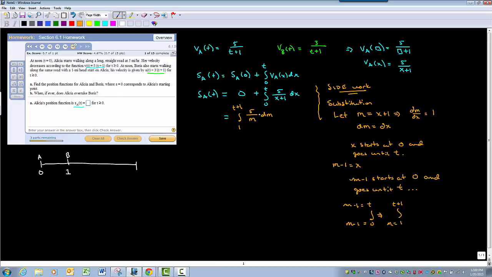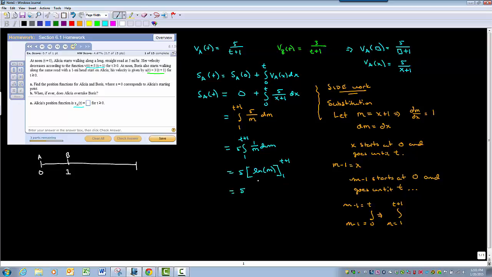Okay. So let's find an antiderivative here. Well, we can pull the 5 out. I switched colors on us. Let me go back. So we're going from 1 to t plus 1. Pull the 5 out. We have 1 over m dm. And 1 over m dm is 5 times the natural log of m evaluated between 1 and t plus 1.